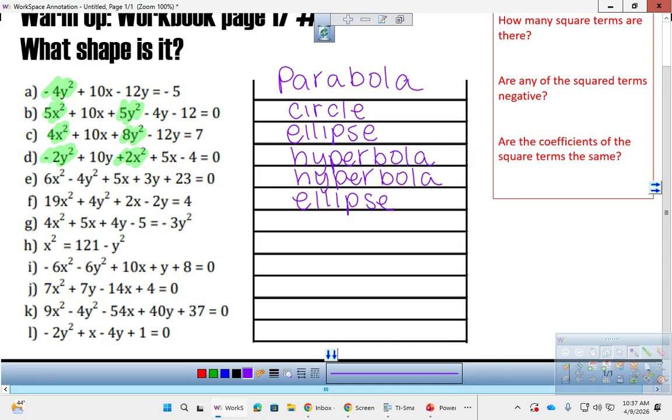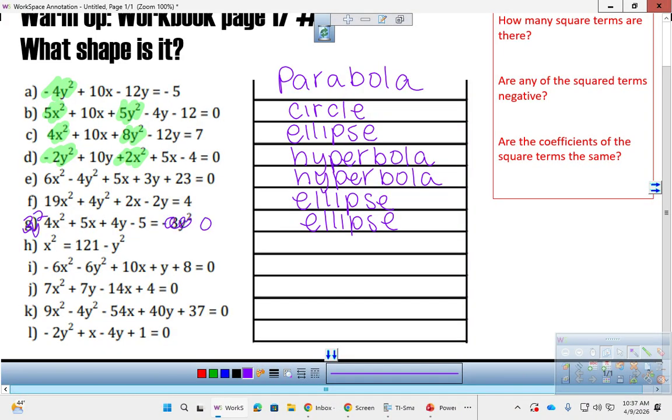Letter G is tricky because the y squared term's on the other side. So I'd have to move it to the left first. And by moving it to the left, I'd add it, so it actually would become a positive 3y squared. This is an ellipse, not a hyperbola. It's going to become a plus 3y squared over here when I move it to the other side.